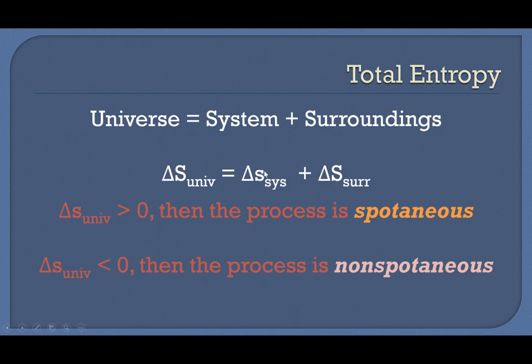So if system plus surroundings is greater than 0, it's a positive number, then the process is spontaneous. If the number is a negative number, so system plus surroundings ends up being a negative number, then the process is non-spontaneous. Okay.